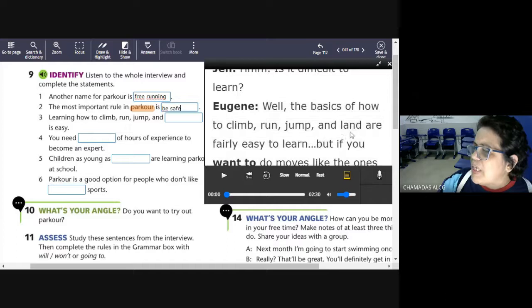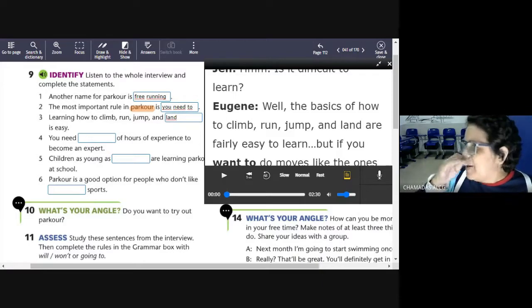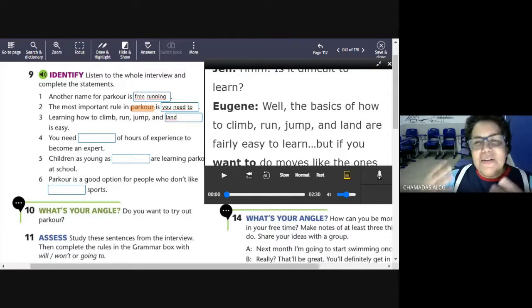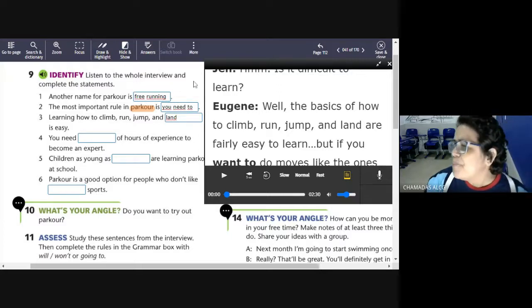The last one here, land. Okay, land is when you finish your jump and you come to a stop. So this is to land, okay? When you come back on the original position on the floor. So you should know how to do it so you don't get yourself hurt, okay?